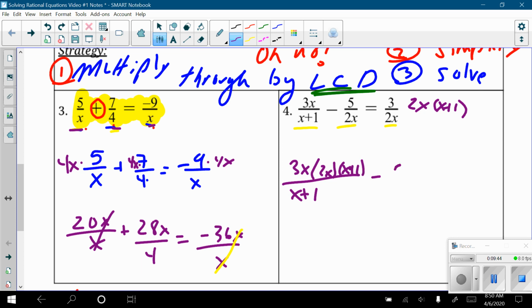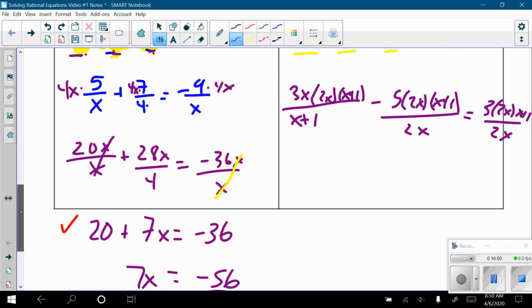And I'm going to take the second fraction. I'm going to multiply it by 2x times x plus 1. Again, it goes in the top because when you multiply a fraction by something, it goes in the top. And I'm going to take the last fraction and multiply it by 2x times x plus 1. Now I'm going to simplify.